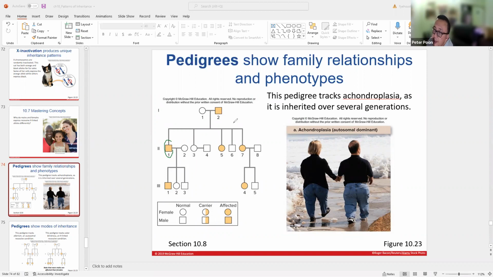In this pedigree, it is autosomal dominant. Autosomal dominant means you only need 1 copy to have the disease. And that means there are no carriers. So you only need 1 copy to have the disease.